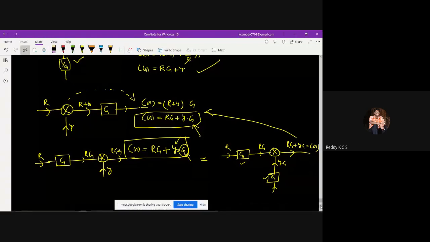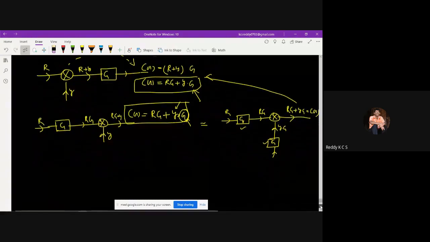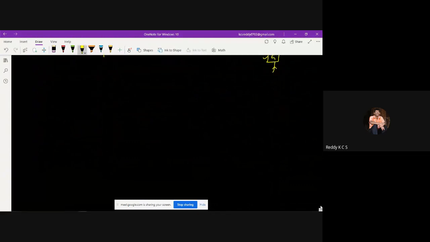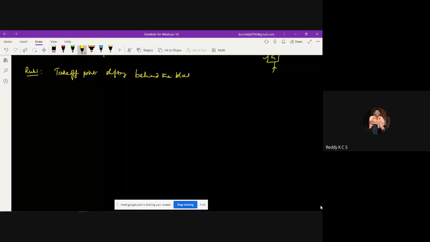Takeoff point behind the block. Now, takeoff point, rule number 5. Takeoff point shifting. We can say behind the block. Okay, first behind the block. Similarly, how we did it for the summing point, we'll shift the takeoff point behind the block.